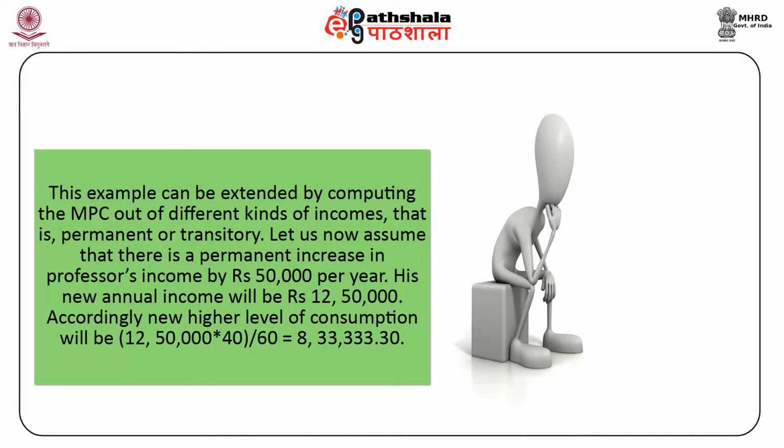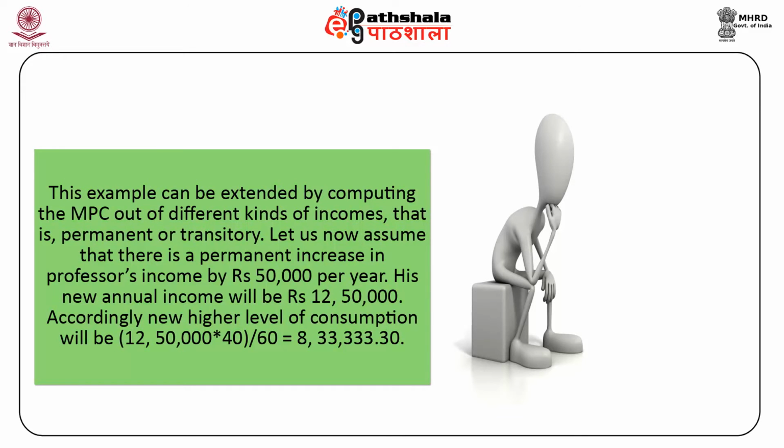The consumption rises by rupees 33,333 and 30 paisa. In this case, the marginal propensity to consume is 40 divided by 60, which is equal to 0.67. Now, let us consider another case wherein rupees 50,000 increase in income is transitory, that is, only for this particular year. In this case, consumption expenditure will increase by 50,000 divided by 60, which is 833 rupees and 33 paisa only. The MPC in this case is 1 divided by 60, which is equal to 0.17.